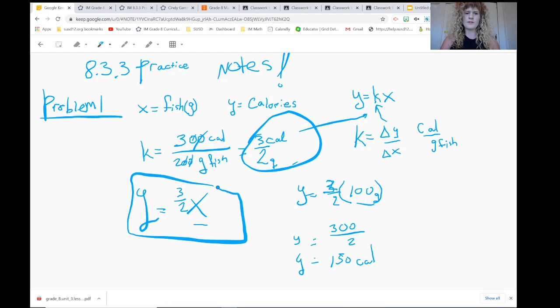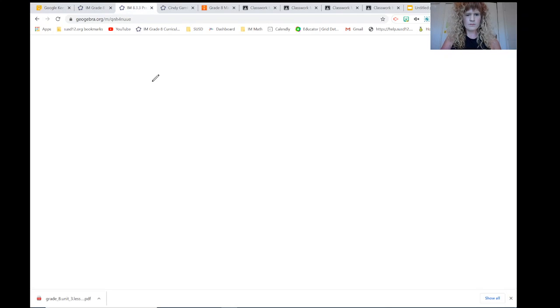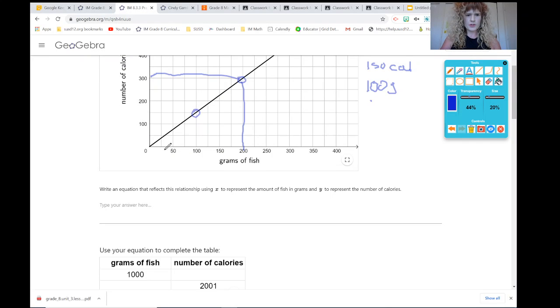Whatever grams of fish you have, pop it in there for x, solve for y to see how many calories it is. Okay, go ahead and enter your answer. Put your answer on the line here. And then let's go on to the next part.